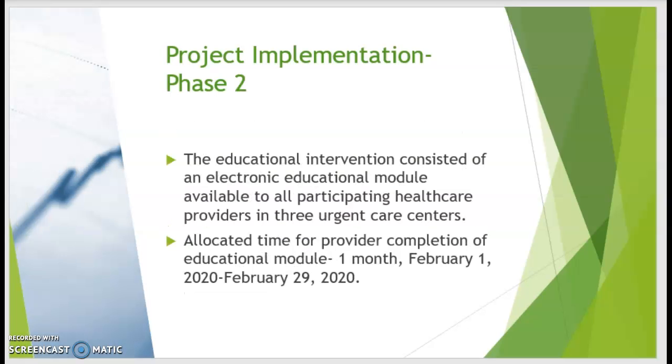The second phase, the educational intervention, consisted of an electronic educational module available for all participating providers to complete within a 1-month time frame. This 1-month time frame for completion was the month of February 2020.